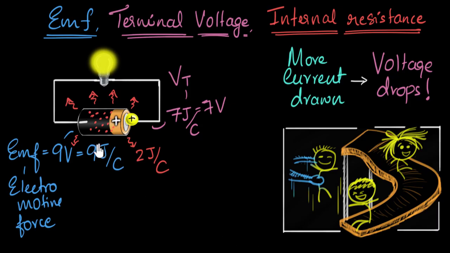All right, if you've tried, well, because the EMF is the same, the energy transferred from here to when the coulomb goes from here to here is the same. It doesn't matter whether you move it slowly or you move it fast. The energy transferred by the battery is the EMF. So that remains the same. That's 9 joules per coulomb.